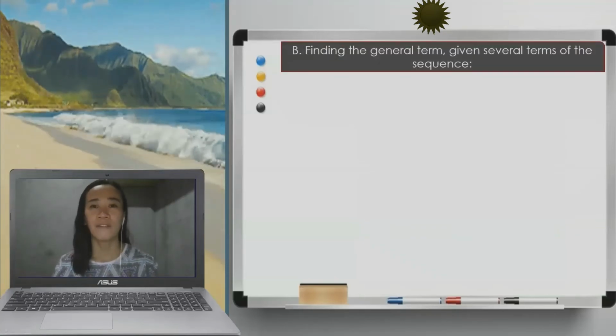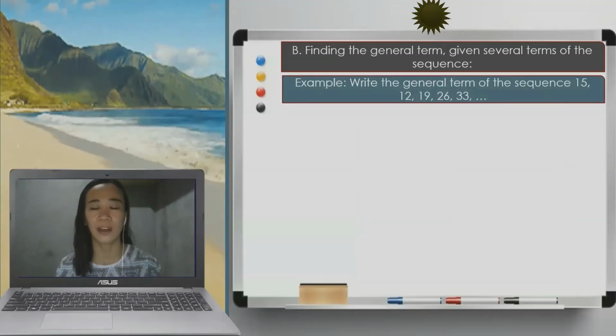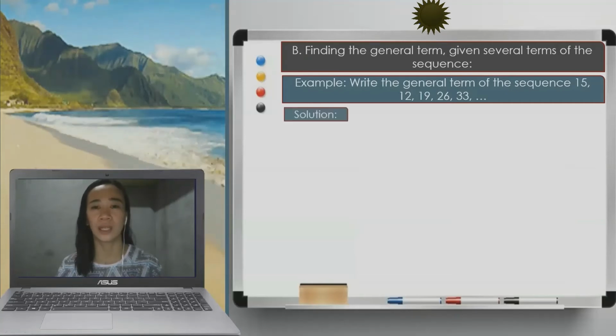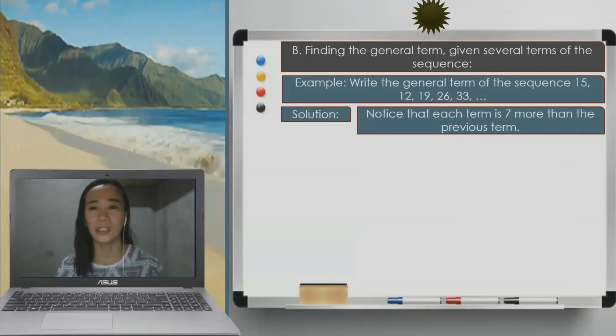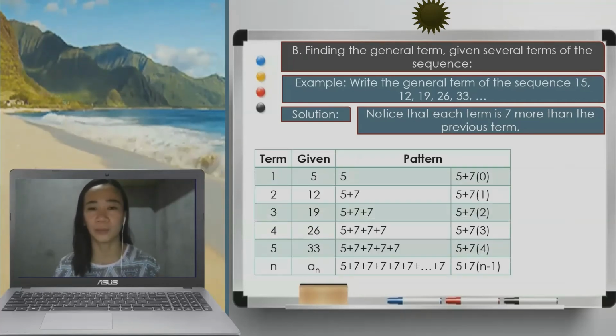Next example, find the general term given several terms of the sequence. We have, the example is, write the general term of the sequence 5, 12, 19, 26, and 33. How are we going to do this? Our solution here is, we need to notice that each term is 7 more than the previous term.